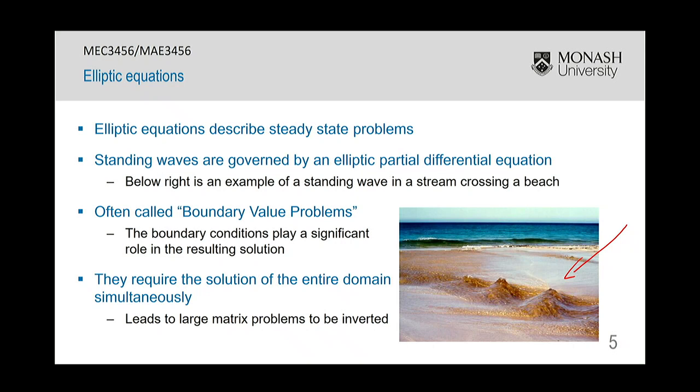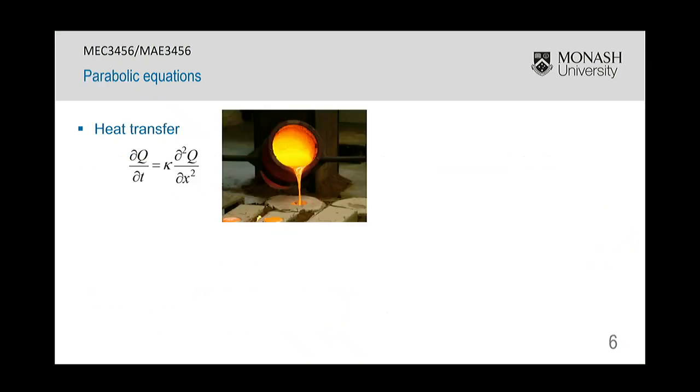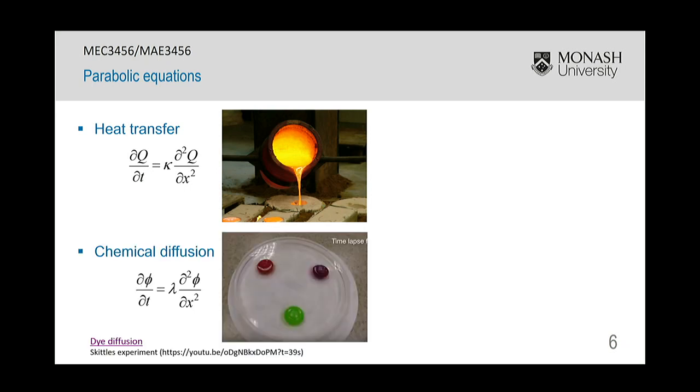The thing with elliptic equations is they require the solution of the entire domain simultaneously, and this leads to large matrix problems that need to be inverted. Parabolic equations, the quintessential parabolic equation is the heat transfer equation, dq dt is equal to kappa d squared q dx squared. There's also the same equation for chemical diffusion, d phi dt is equal to lambda d squared phi dx squared. Why are these equations parabolic?